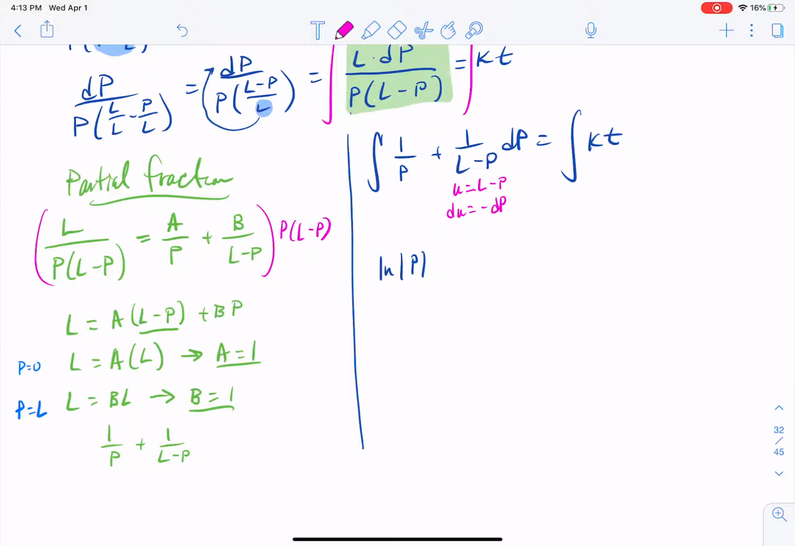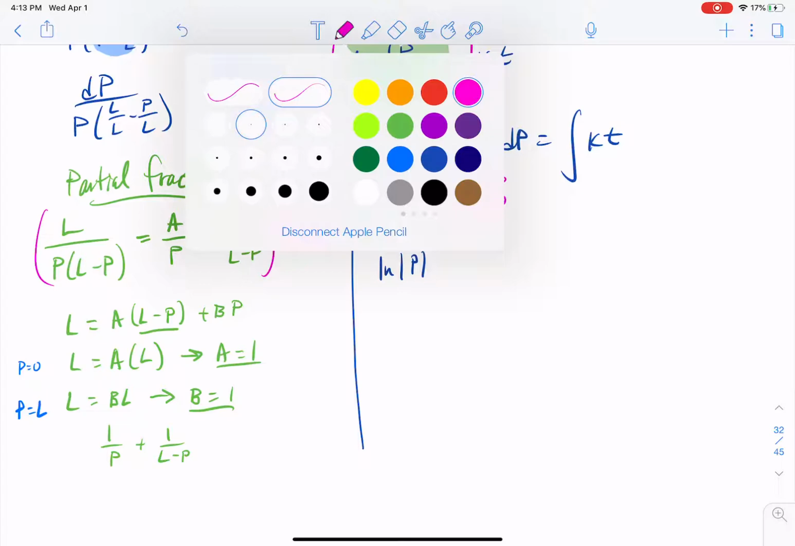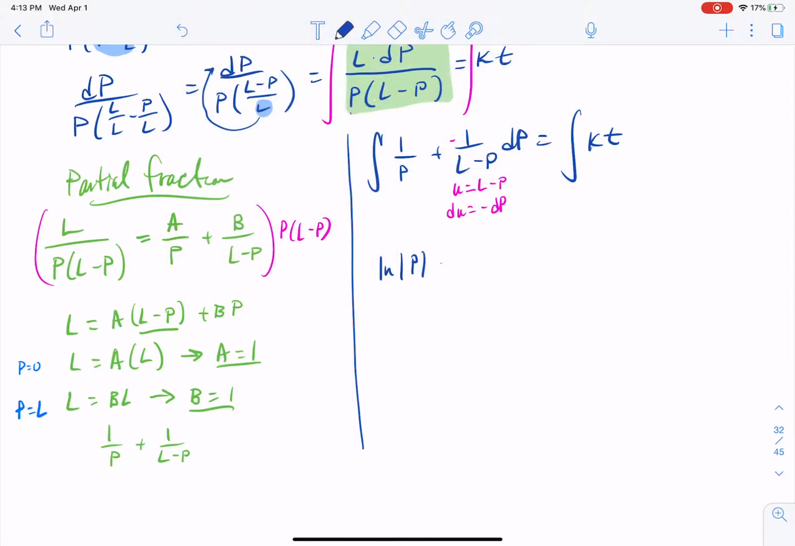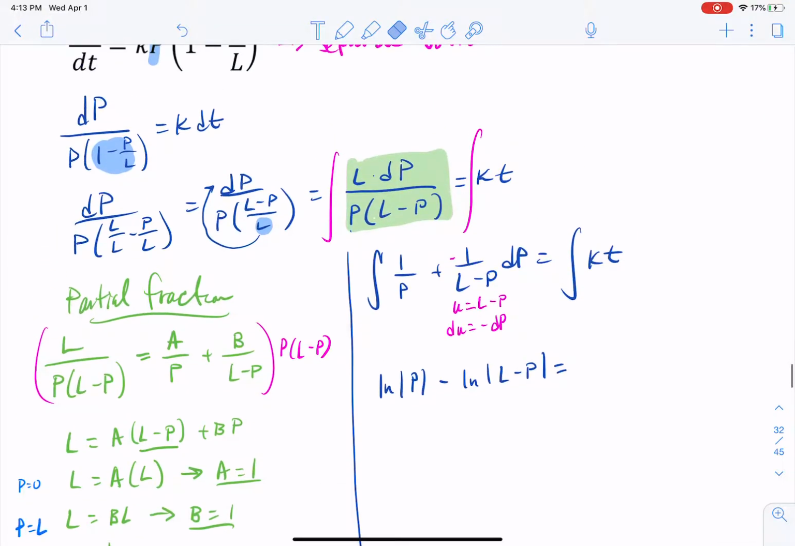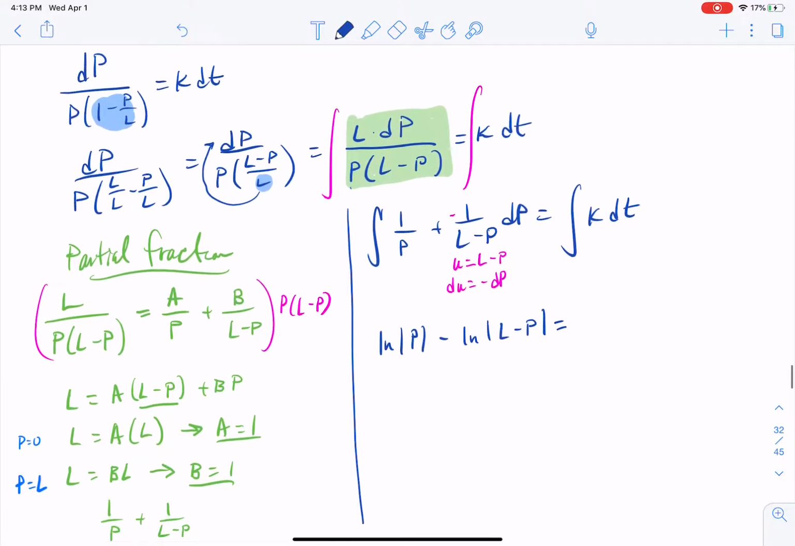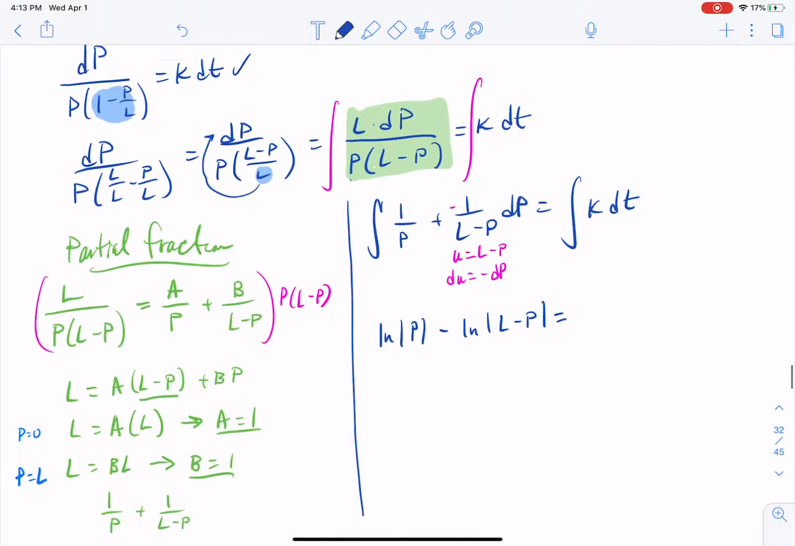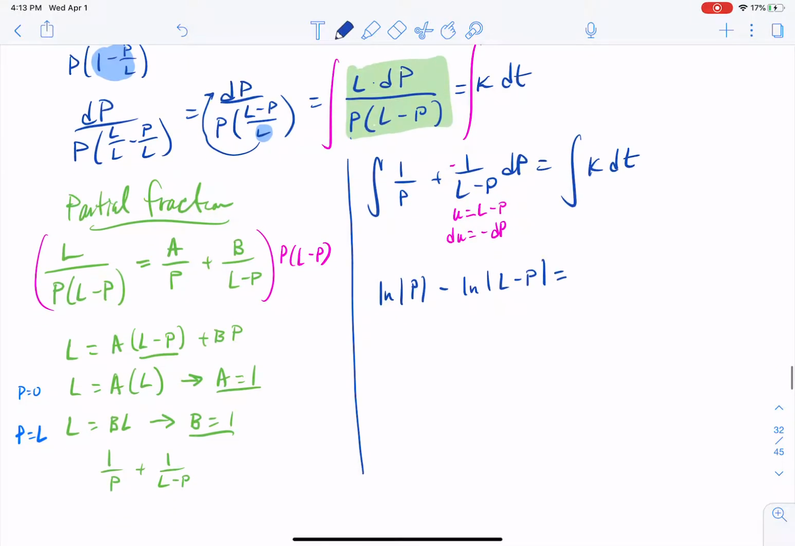And I don't have a negative in there, so we're going to have to throw a negative inside of it. That negative is going to carry through our antiderivative, which will make this negative the natural log of the absolute value of L minus P. Is equal to, I don't know why I said kt up here. Did anybody correct me? You probably should have, because it's dt, not t dt. I had it correct up here. Anyway, so then the right-hand side will be kt, and don't forget your plus c, your constant of integration.